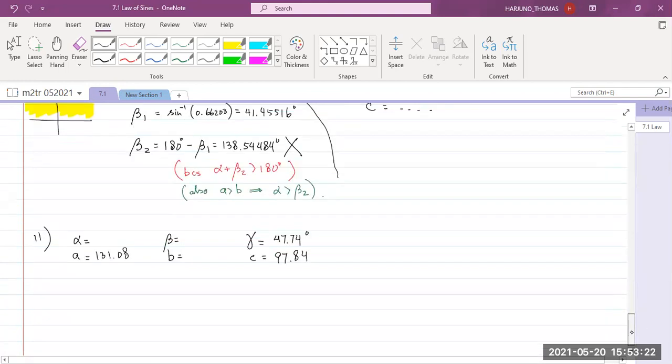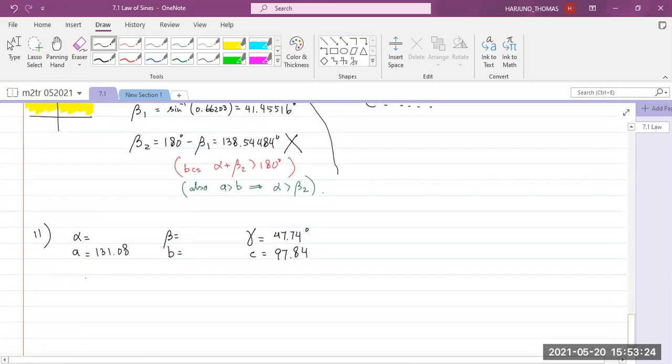Solution. Let's find alpha first. Sine alpha over 131.08. Notice I just plug in numbers.